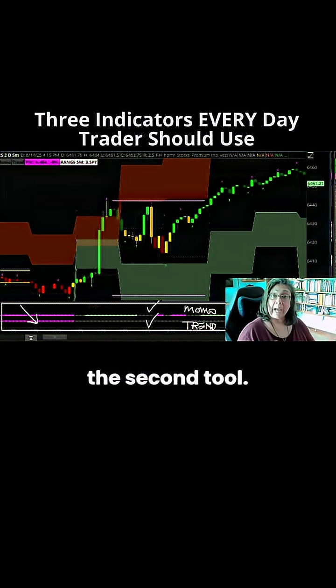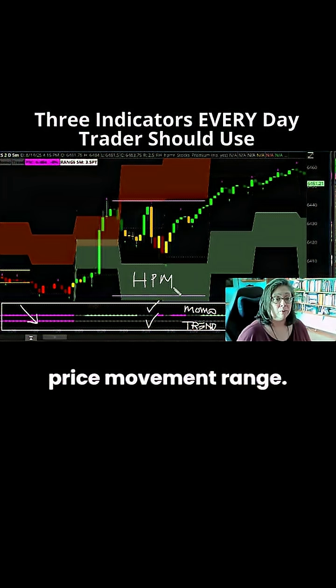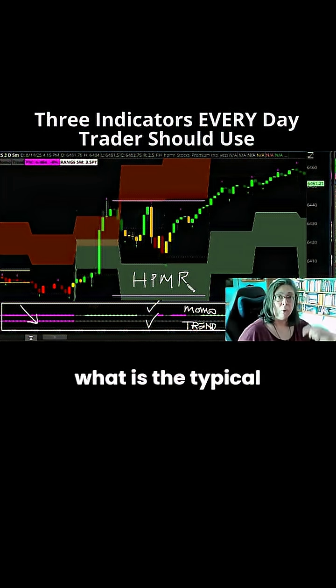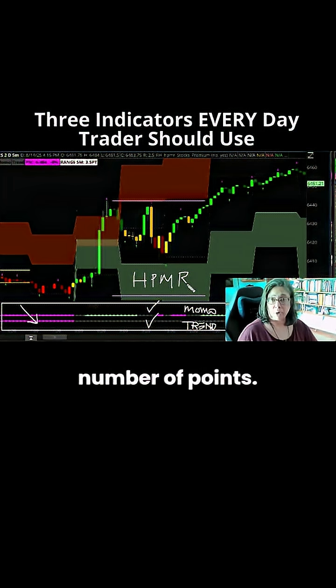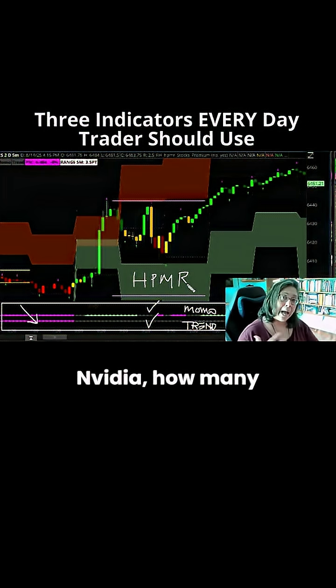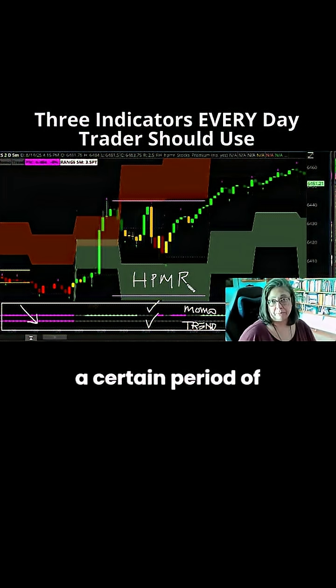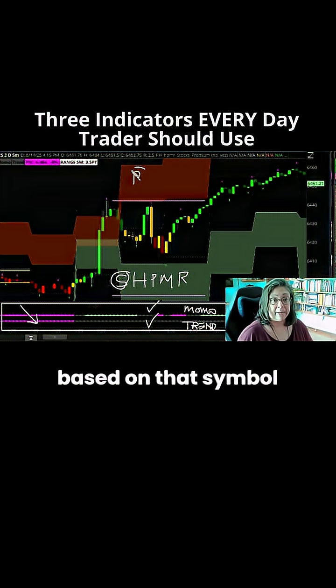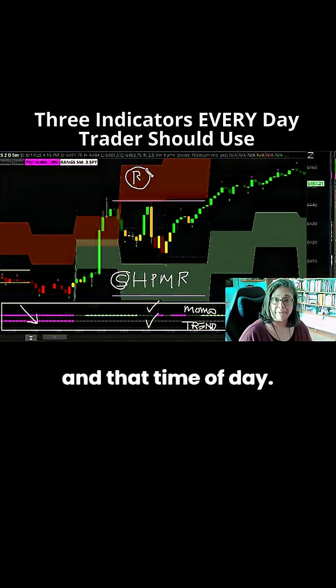which brings us to the second tool. How do we find support and resistance? I do so with 2 tools. First is my hourly price movement range, and that is a historical indicator that studies up to 6 months of data to determine what is the typical number of points, whether it's Google, the S&P, bonds, Nvidia, how many points could they move given a certain period of time, in this case 1 hour. And this then projects the support and the resistance based on that symbol and that time of day.